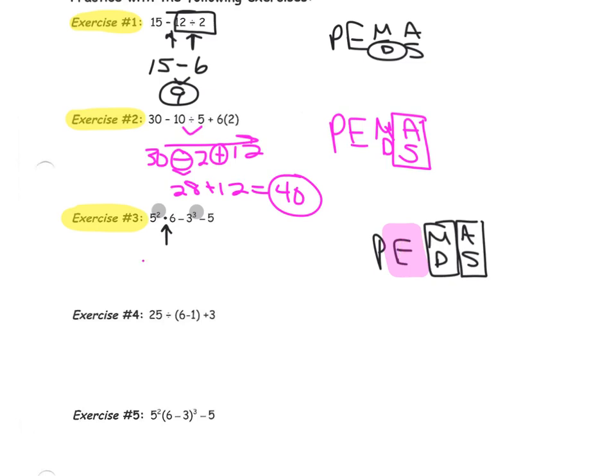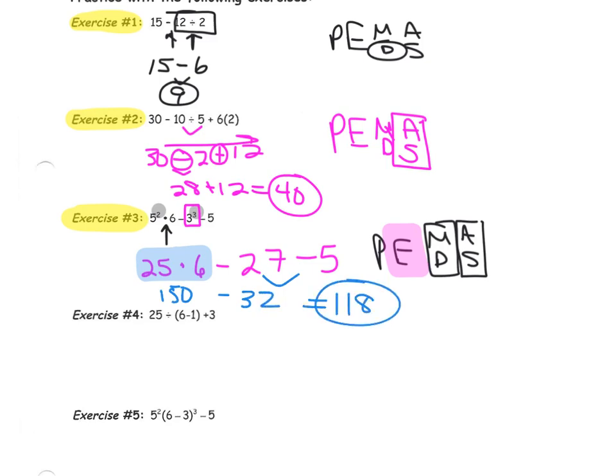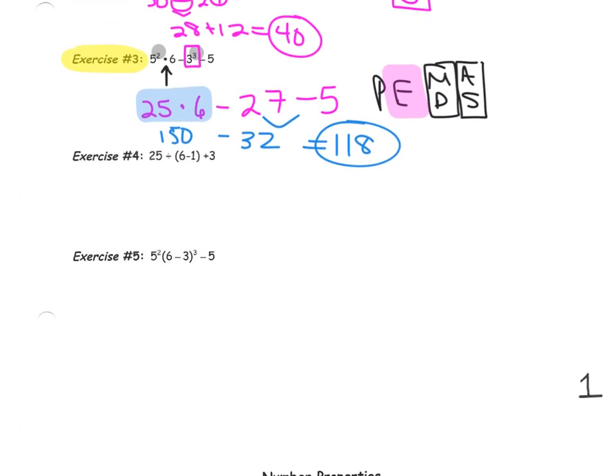Well, 5 squared, that's 25. I'll rewrite everything else. Minus 3 cubed. Well, 3 times 3 is 9. 9 times 3 is 27. Minus 5. And then following our order of operations, we're going to multiply the 25 by 6 first, which is going to be 150. Then I'm going to combine my negative 27 and negative 5, which is negative 32. And then I'm just going to combine like terms, which I end up getting 118. Okay, so you guys can do exercises 4 and 5 on your own.